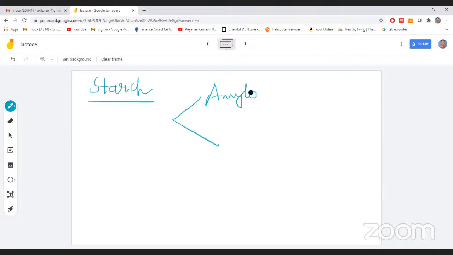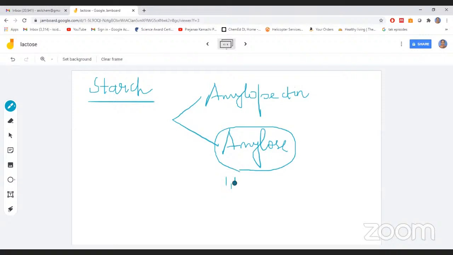Starch has two components. It's a very important question. All the questions are very important, but this is very important. It's easy also to score the marks. Amylose and amylopectin. Amylose has just 1,4 glycosidic linkage.